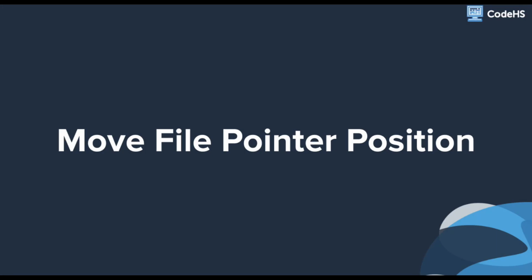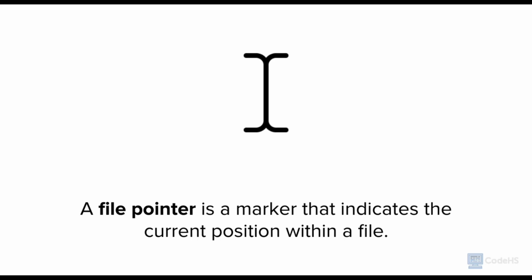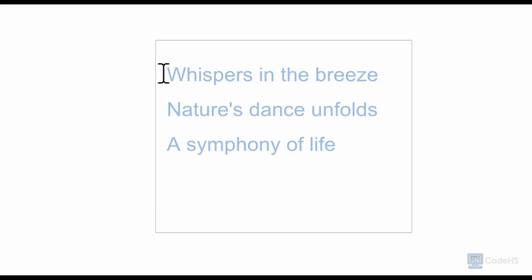Hi, in this video we'll learn how to move the file pointer position in a file. A file pointer is a marker that indicates the current position within a file. You can think of it almost like a text cursor that we use in a text editor. When we first open the file, the file pointer is located at the very beginning of the file.